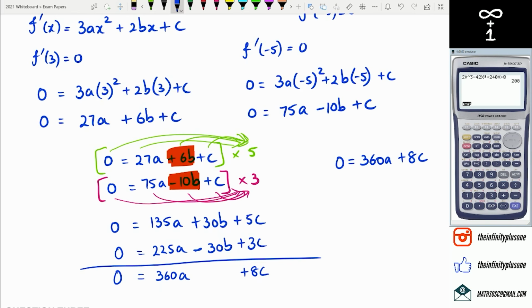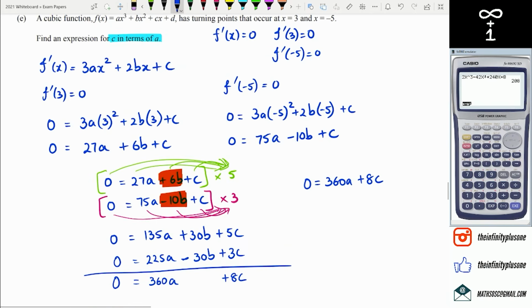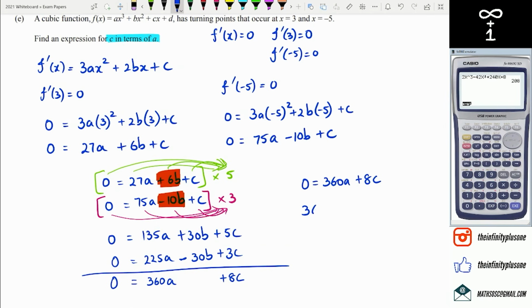Now we wanted the equation to be c in terms of a, so I'm going to rearrange this as 360a plus 8c equals 0. So 8c is equal to 0 take away 360a. And then c is equal to negative 360a divided by 8. So negative 360 divided by 8, that's going to give me negative 45. So in this case, c is equal to negative 45a.